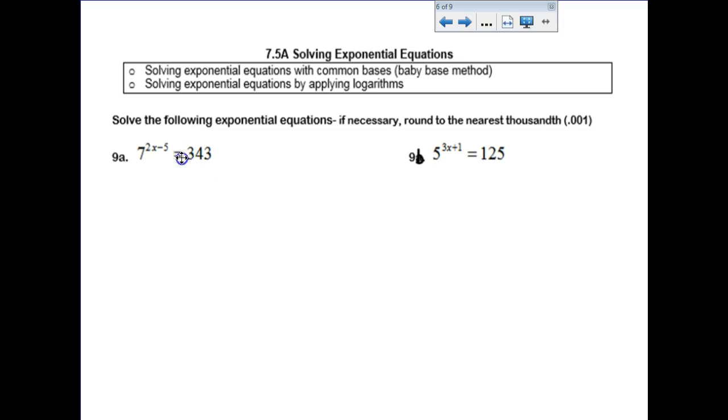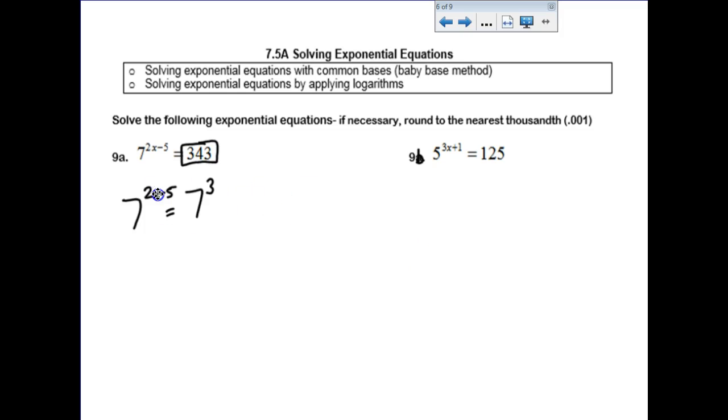Yeah, it is a 7. So, 7 to what power is 343? I'm gonna have to go with 7. No, it's too big. I'm gonna have to go with 5. Too big. 3. This is really 7 to the 3rd power. So, if 7 to the 2x minus 5 equals 7 to the 3, we set them equal.